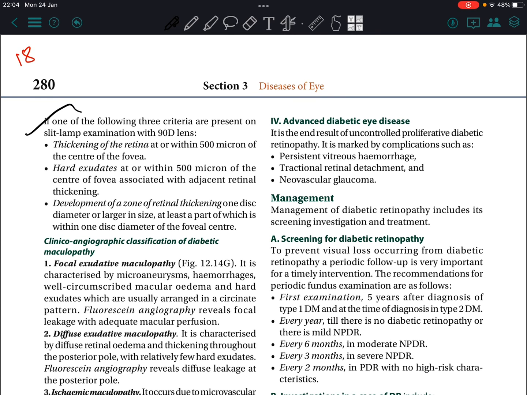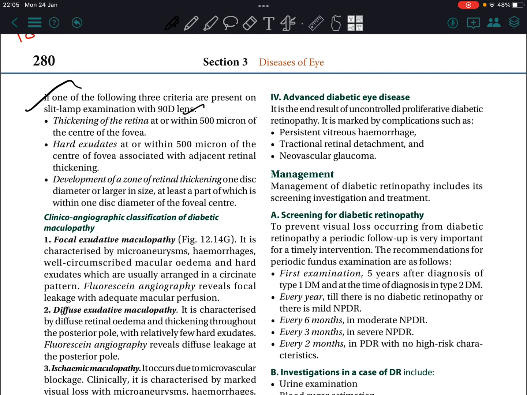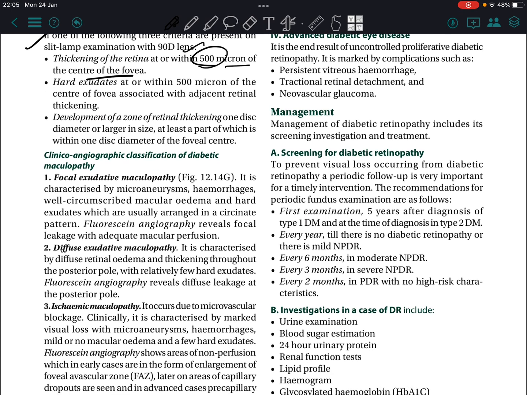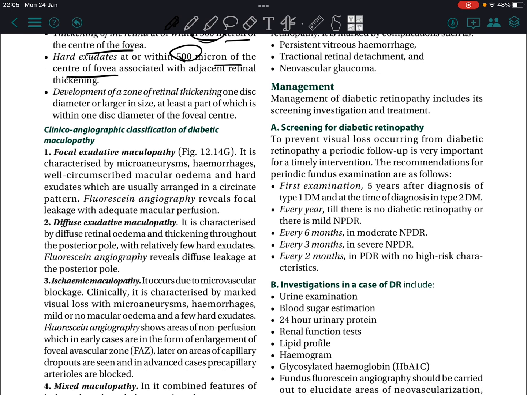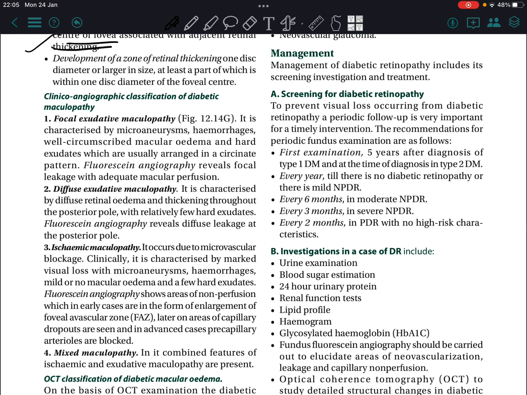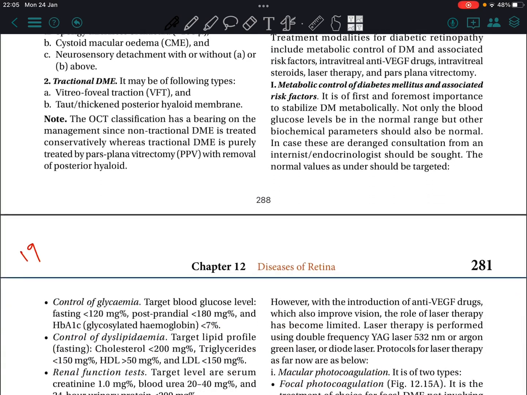On slit lamp examination with a 90D lens: thickening of the retina at or within 500 micron of the center of the fovea, hard exudates at or within 500 micron of the center of the fovea, associated with adjacent retinal thickening, and a zone of retinal thickening 1 disc diameter or larger in size. Clinical angiography classification of diabetic maculopathy.